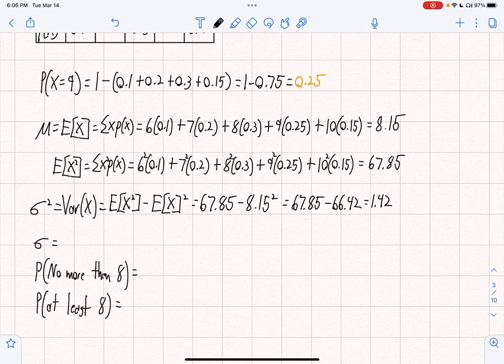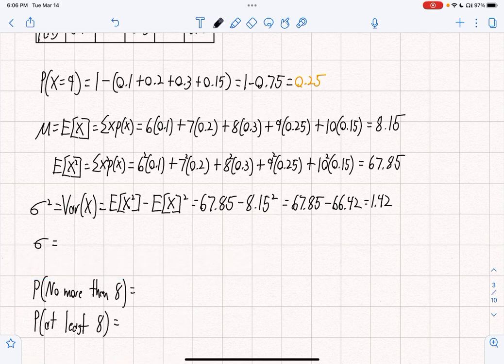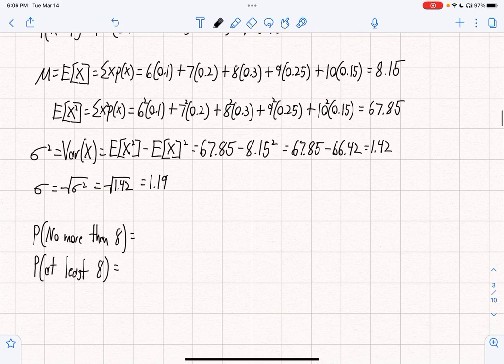So if we wanted to find the standard deviation, this is equal to the square root of sigma squared. So this is the square root of 1.42, which gives me a value of 1.19.